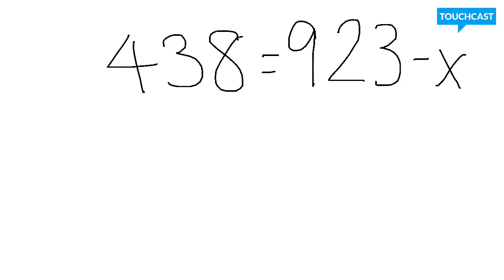All right, let's take a look at number 2. You have 438 equals 923 minus x, and you are solving for the value of x. Pause this video now. Good luck.